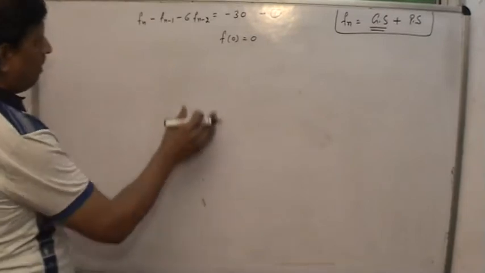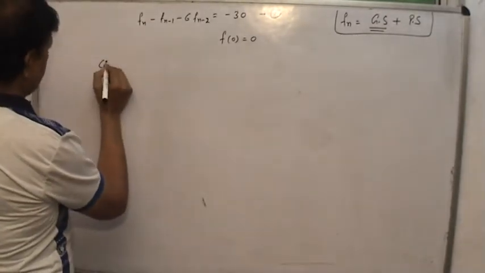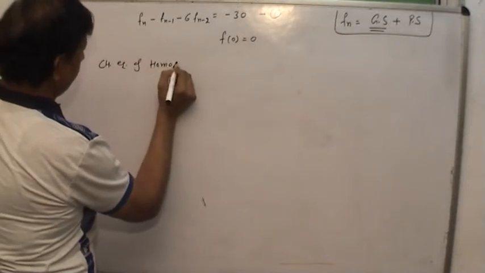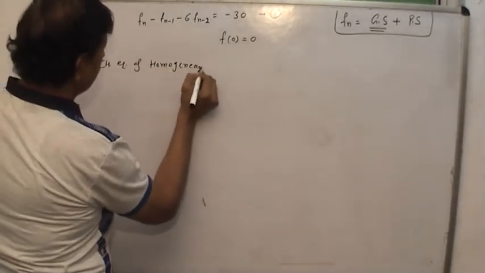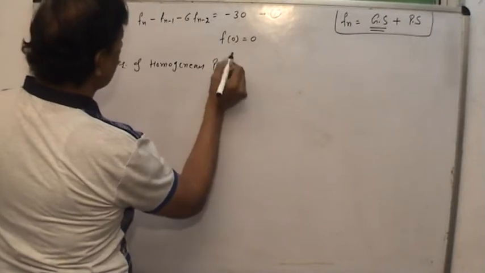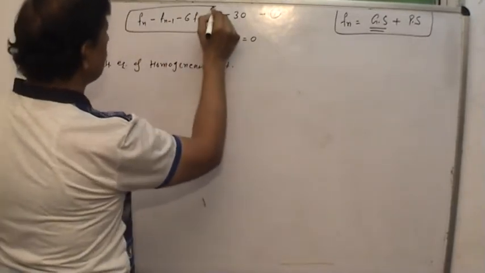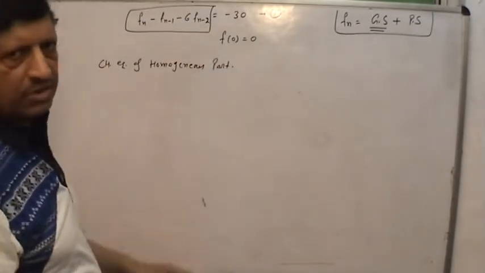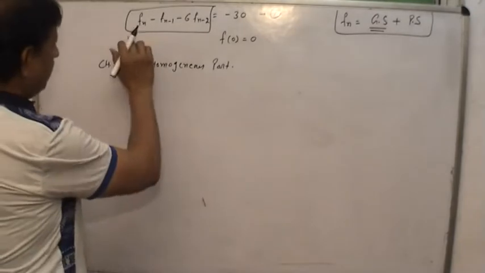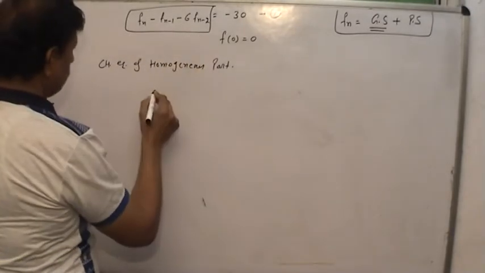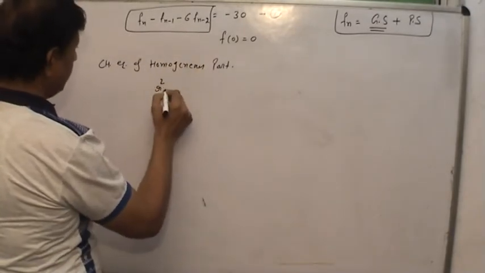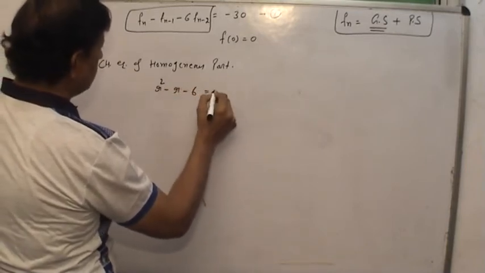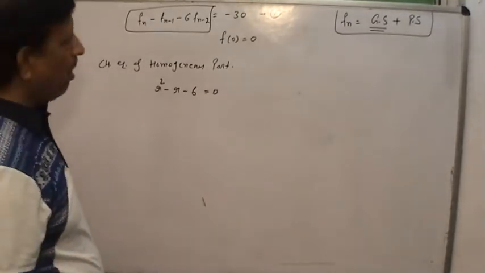See how we write the characteristic equation of the homogeneous part. What is the homogeneous part? This one is the homogeneous part of the equation. Then we cannot transfer minus 30 to this side. Why? Let us see. Here the order is 2. It will become r square minus r minus 6 is equal to 0.